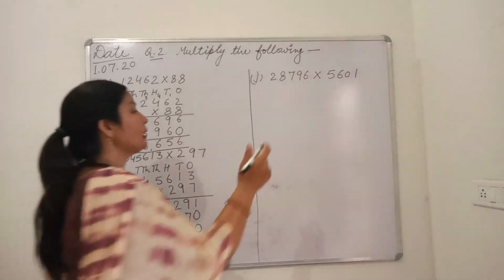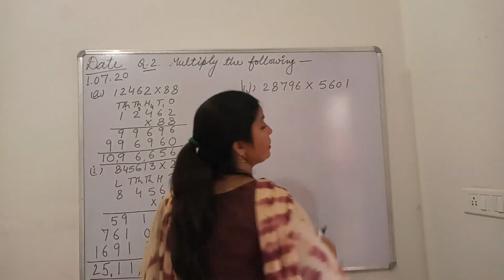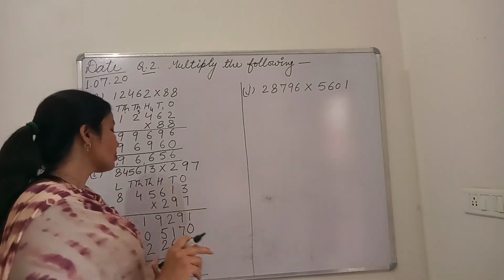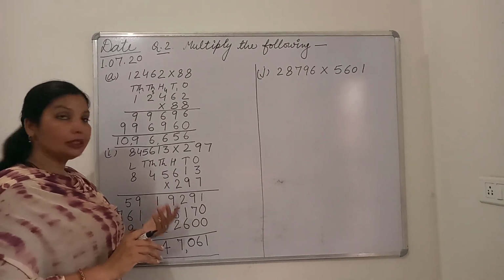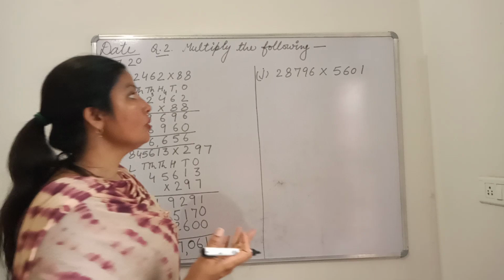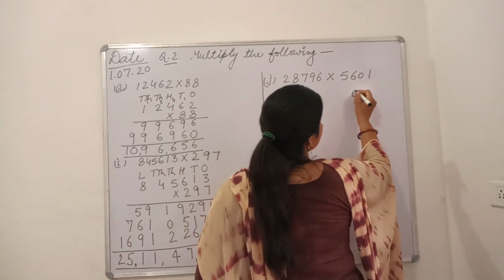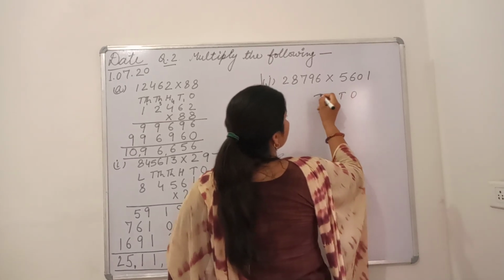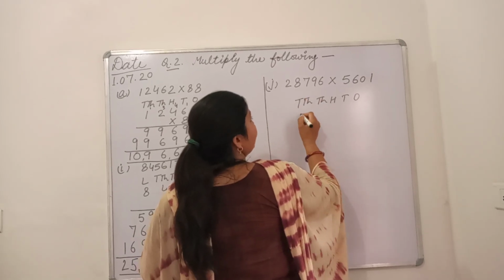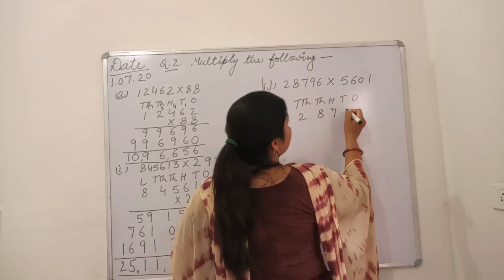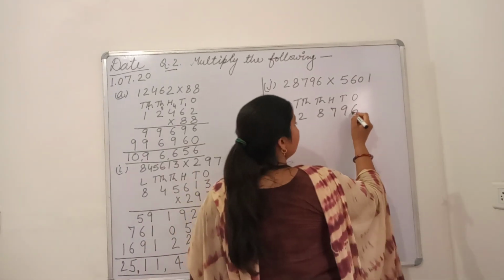Now in parts J and K, in both parts we have to multiply by a 4-digit number. That means the same method applies: by the ones column, then by the tens column, then by 100, then by 1000. The same process will be followed here also. So first of all we put this in the columns. There is a 5-digit number, so ones, tens, 100, 1000, 10,000. 28,796 multiplied by 5,601.